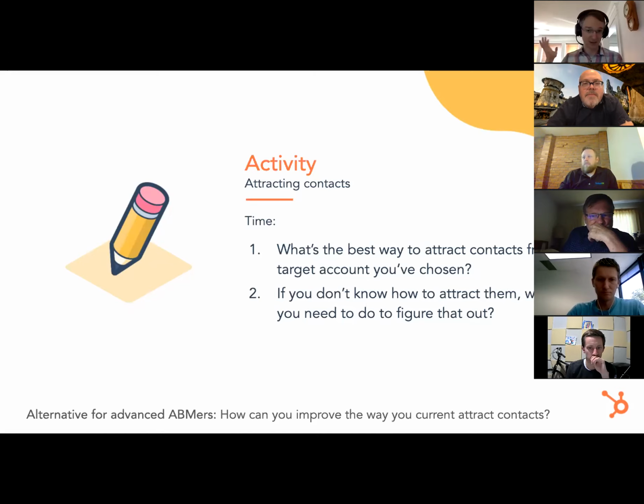Again, this is sort of like the ABM 101 level. For those of you who gave yourself a higher number, if you're at the 201, 301, 401 level, look at how you're currently attracting contacts. How is that working for you? Are the metrics good? Are you getting the right contacts at the right companies? Is there anything you could tweak to get better results there?